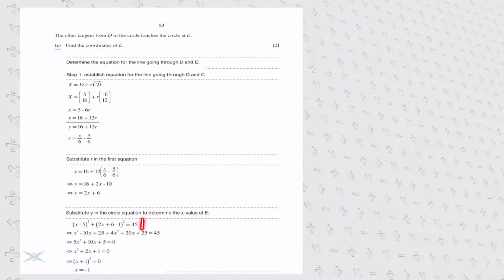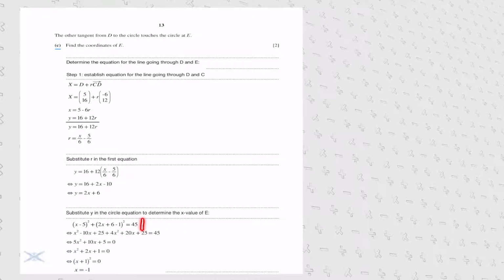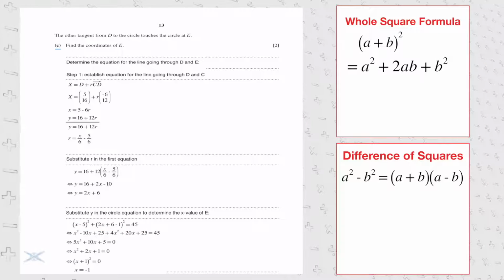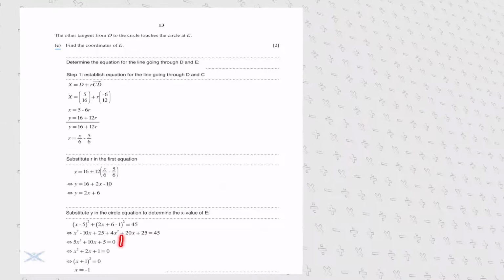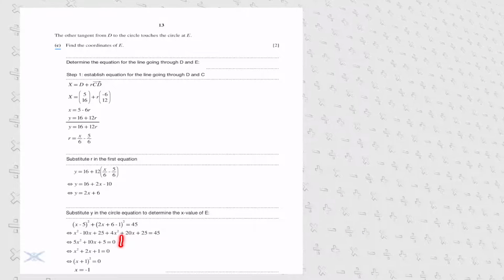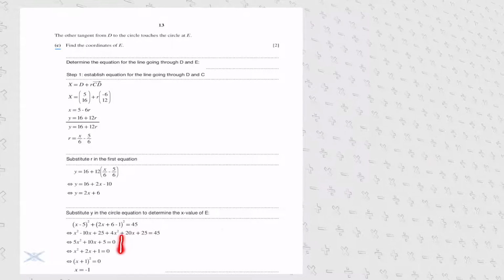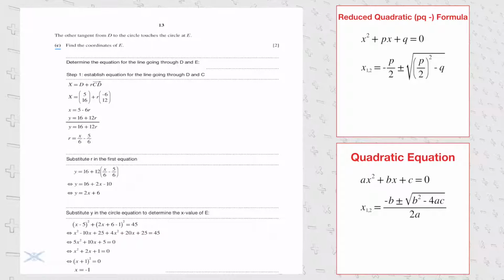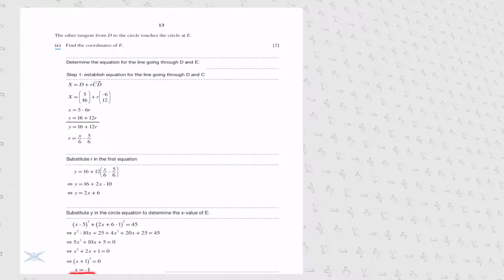Then this expression will be simplified employing the rules for the difference and sum of squares, which you're provided with to the right hand side of your screen. From here we will simplify and rearrange this quadratic function for 0, and then either use the extended or reduced formula for solving quadratic equations, which you can find to the right hand side of the screen, in order to find the value for x. Using either of those formulas will let you conclude that the x value of E is -1.